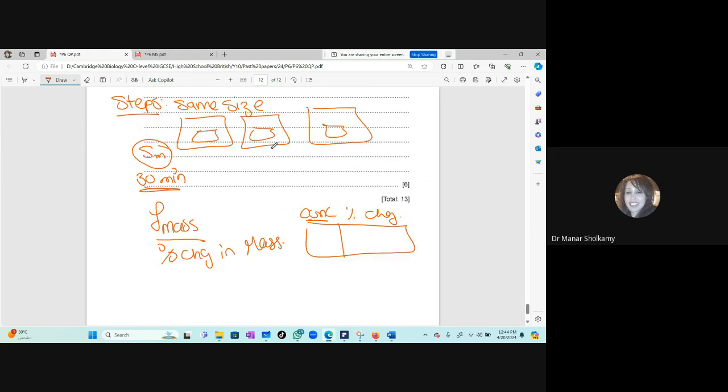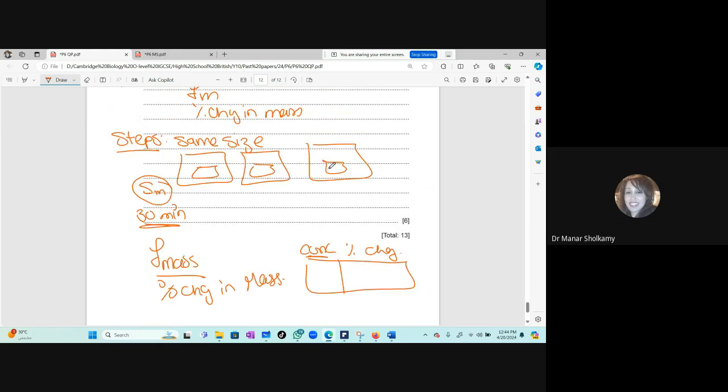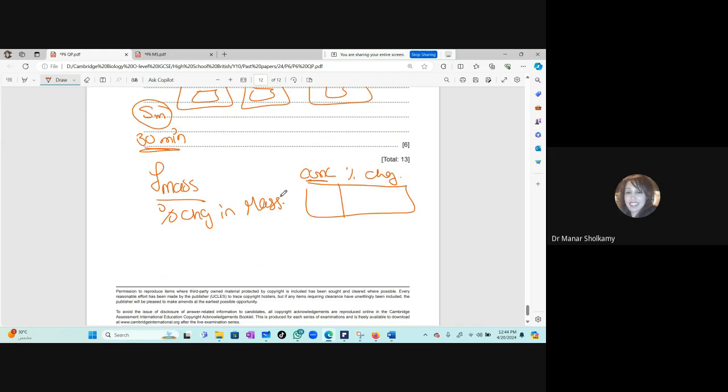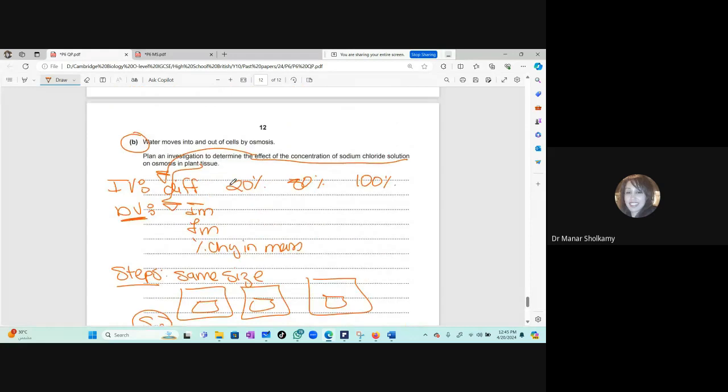So your constant values will be the same type of potato, the same time, the same apparatus, the same volume of water that is put in every potato, the same temperature. All these are constant values. That's it. And you will write the last two sentences that is common, which is repeat at every concentration and calculate average. And for safety precautions, you can say that you will wear gloves or you will stay away from the concentrated solutions. This is the common investigation question.